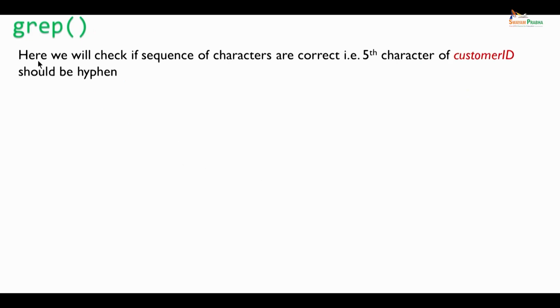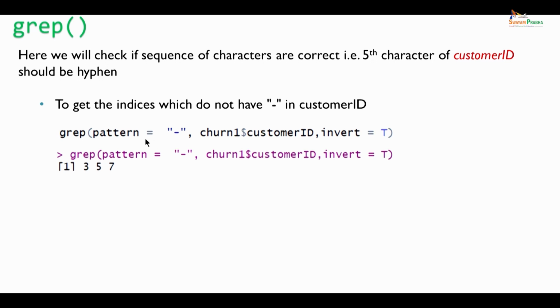So, using the grep function, we will check if the sequence of characters is correct, that is, the first 5 characters of customer ID should be hyphen. To get those indices which do not have a hyphen in the customer ID, we can use the function called grep. Under the pattern, you can specify the pattern, that is hyphen, in the column customer ID.